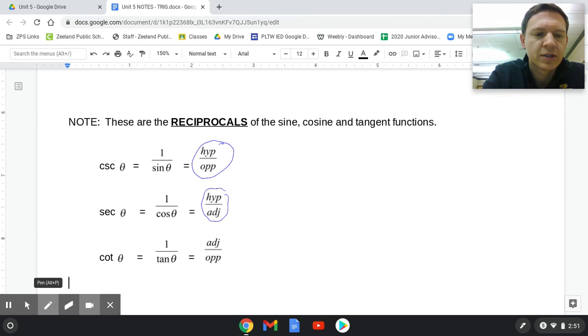And cotangent is just the flip of tangent, which is adjacent over opposite. Those don't get used as much as sine, cosine, and tangent, but they are there. They are the reciprocals, and you will see those at some point.